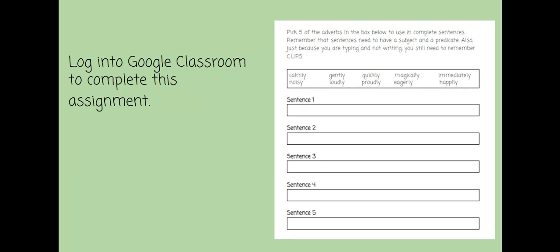And it needs to follow the CUPS. Capitalization: your sentence starts with a capital letter, and proper nouns are capitalized. Understanding: does the sentence make sense? If someone else came and read your sentence, could they read it and understand it? The punctuation: if you're asking a question, does it have a question mark? If you're showing excitement, does it have an exclamation mark? If it's just making a statement, is there a period? And the spelling. Make sure that the spelling is correct.